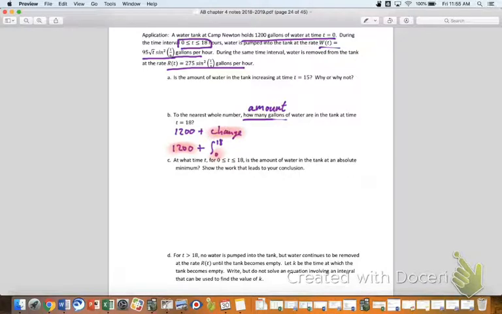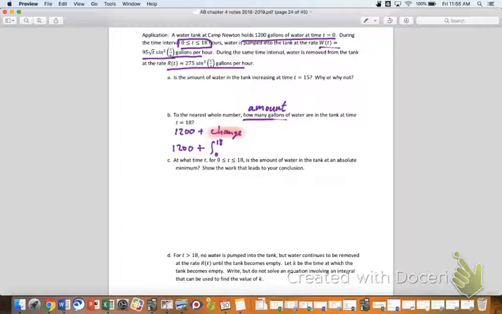And then why on earth would I pick the 18 for my other limit of integration? That's what I want to find out. I want to find out how much water is there when t equals 18. So one of the limits should always be something that I know, like in this case the 1,200, and the other one should be the thing that I want to know. Okay. And then we're going to be doing the definite integral of a rate.